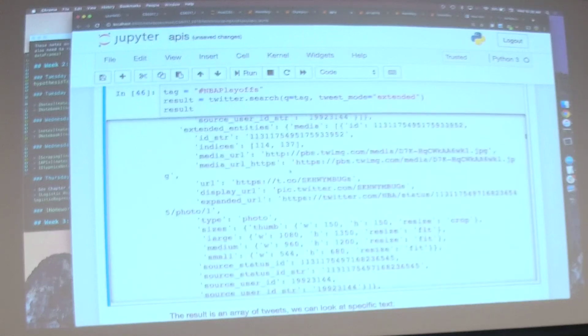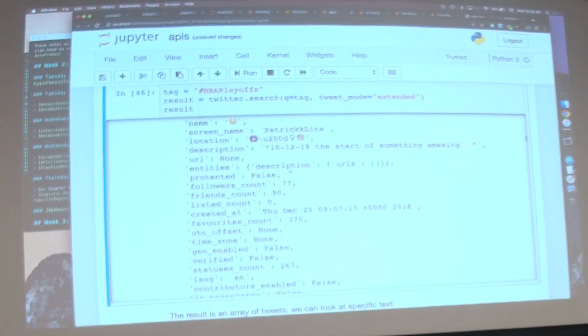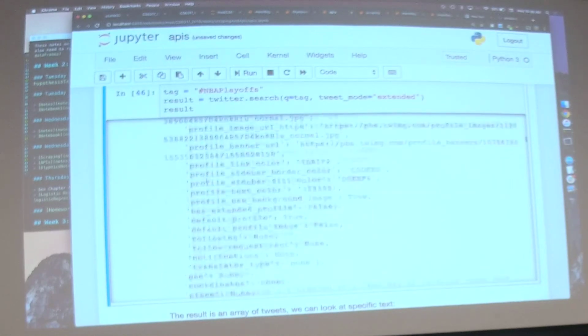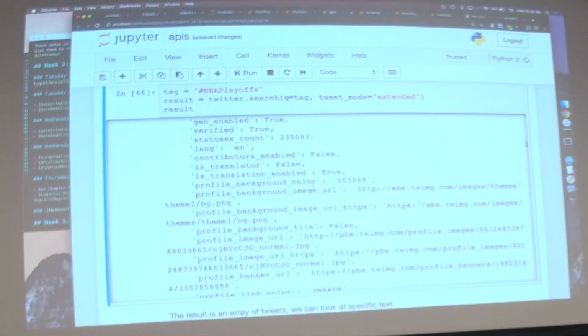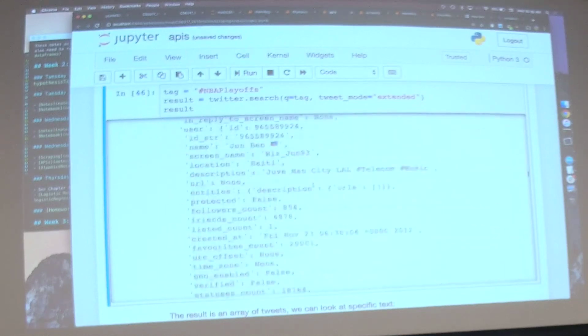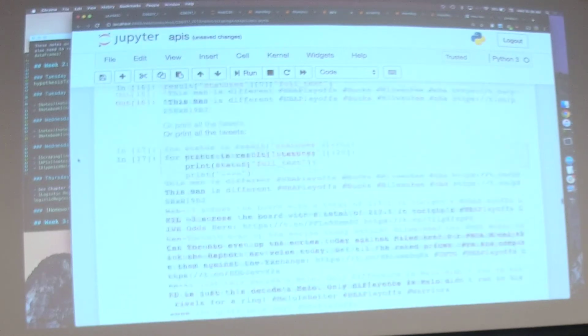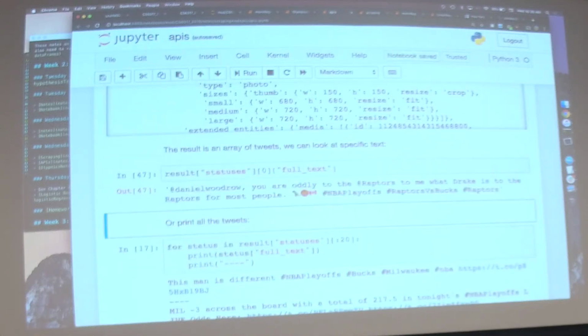Got a whole bunch of tweets here. This is something more about the Raptors. So, I can easily grab whatever data, and it's in this nice JSON form, so I can process it easily. Okay. I wanted to look at a particular one.